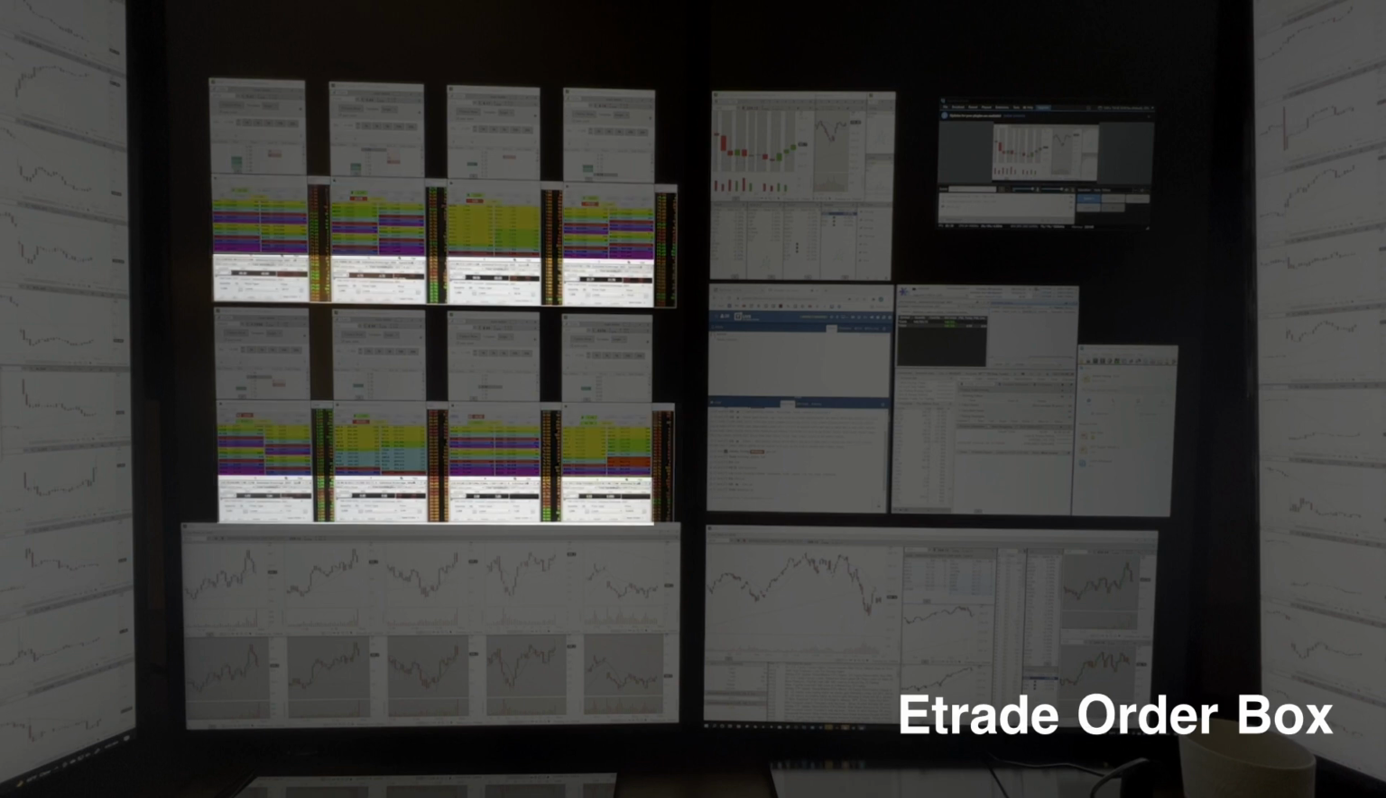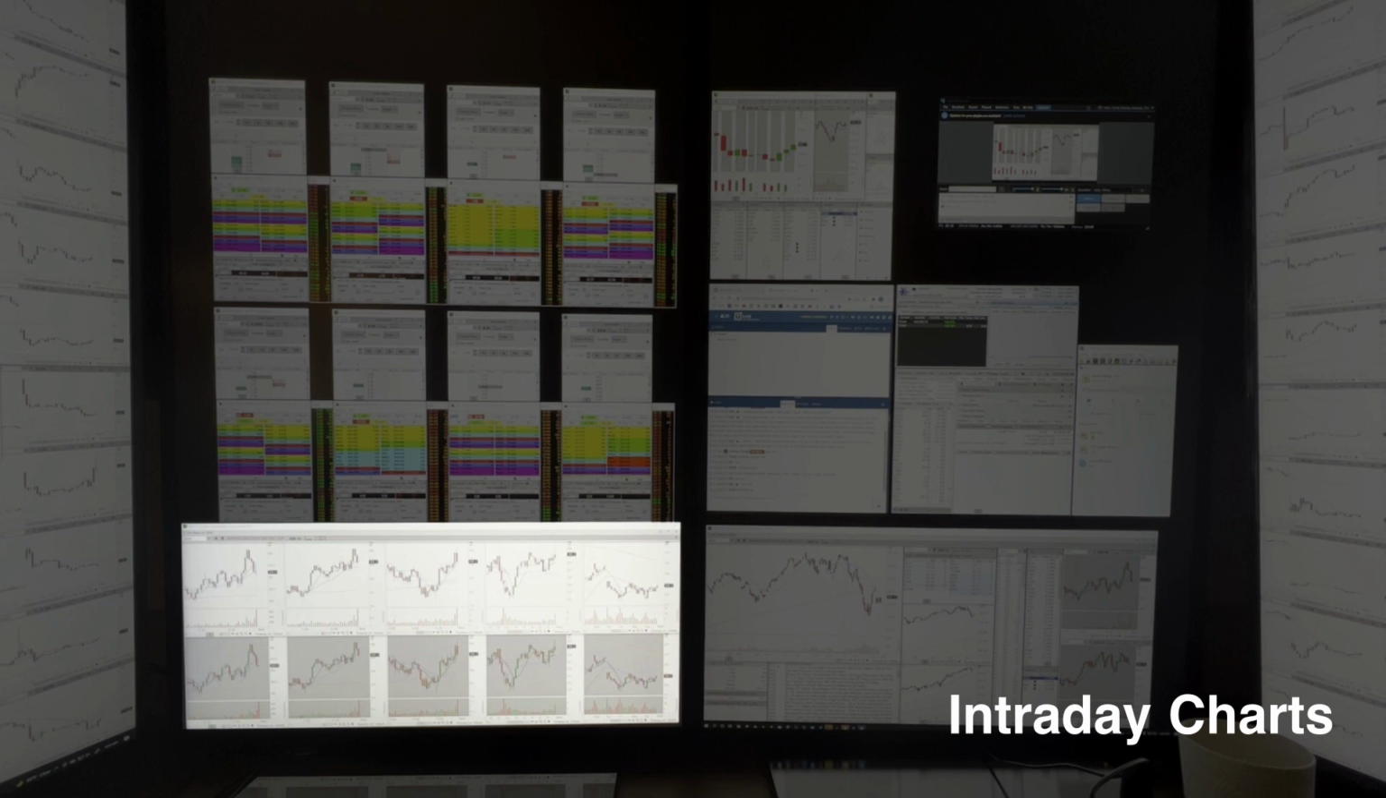And then underneath that, I have my E-Trade order box as a backup. They have a great short list, so if it's not available through TOS, I may be able to get it on E-Trade. And also, if anything were to happen with TOS, I would still have another platform I can trade on. And then at the bottom of the screen, I have my intraday charts.